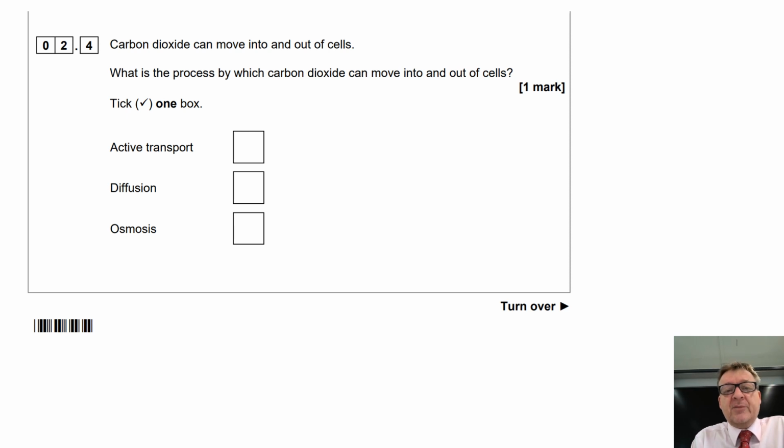Carbon dioxide can move into and out of cells. What is the process by which carbon dioxide can move into and out of cells? Right, oh, they've got all three there, look. Active transport needs energy, and it definitely isn't that one. Osmosis, that's water, so it must be diffusion. So diffusion is the movement of particles from a high concentration to a low concentration, down a concentration gradient, and doesn't use energy. And that is what happens in a leaf.